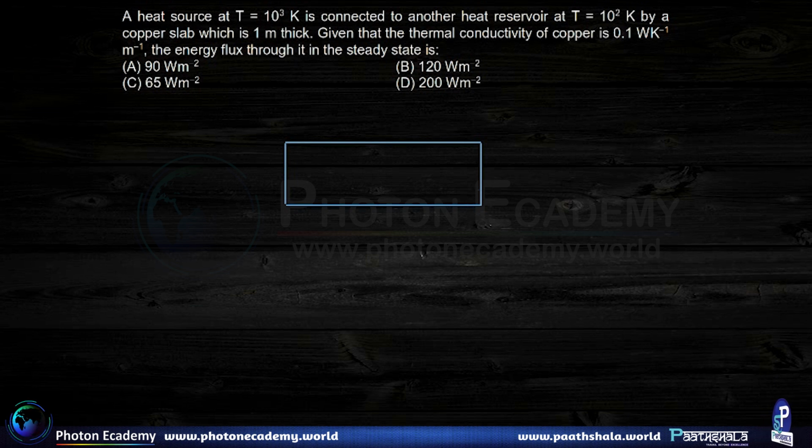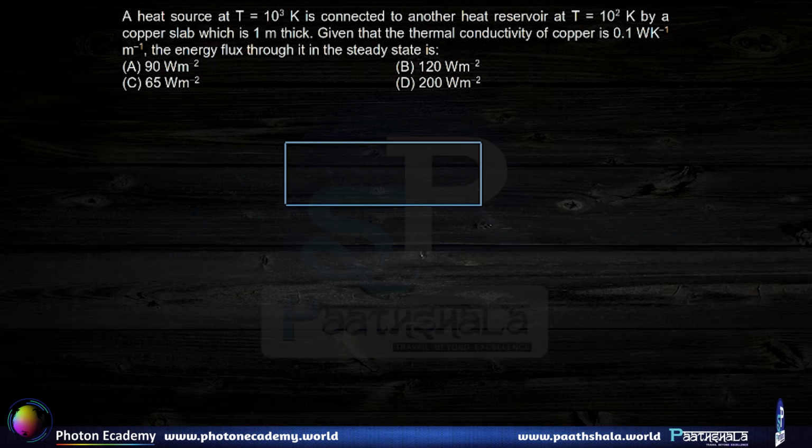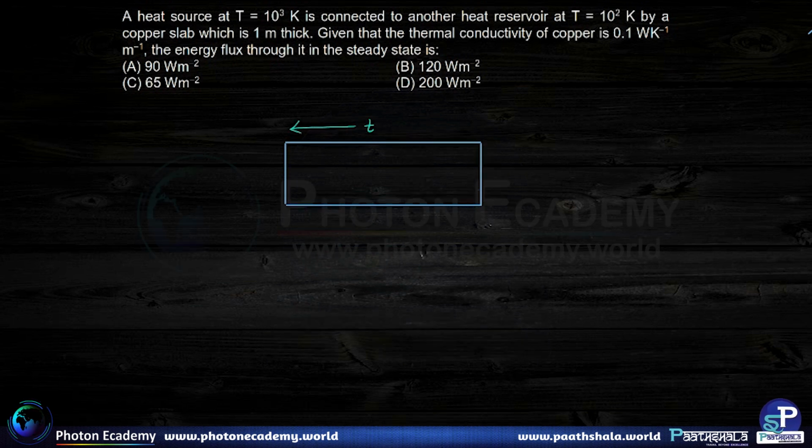Given the thermal conductivity of copper is 0.1 watt per Kelvin per meter, the energy flux in it through the steady state is what? So essentially we have been given the thickness of the copper slab. Let us say the thickness of the copper slab is known to us. This thickness happens to be T. T happens to be 1 meter. So this T is given to be 1 meter.